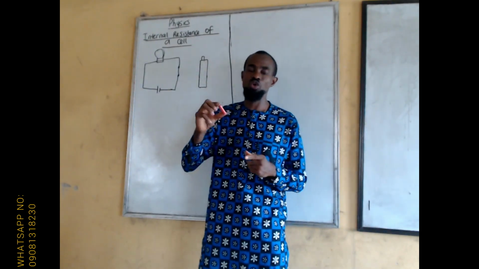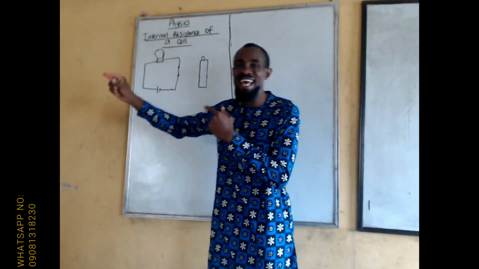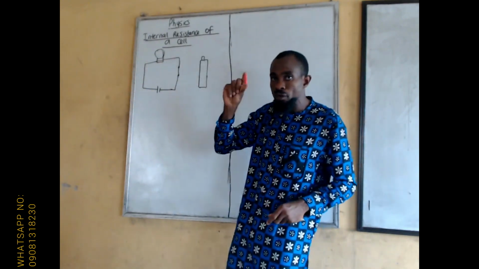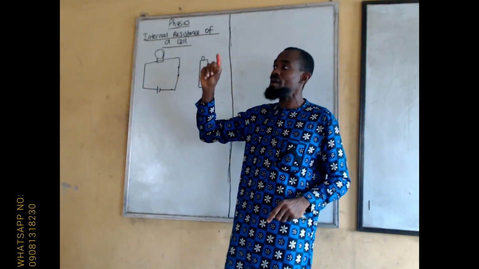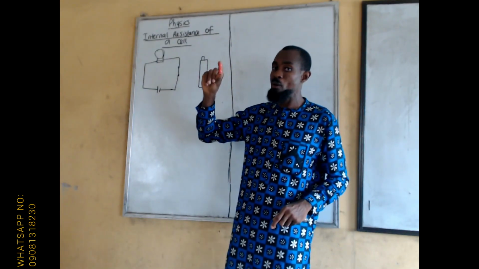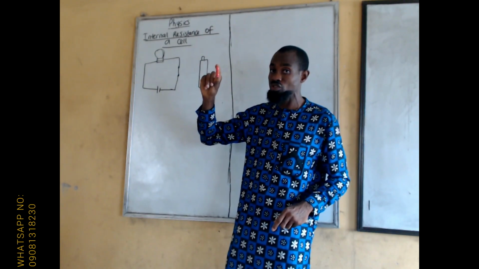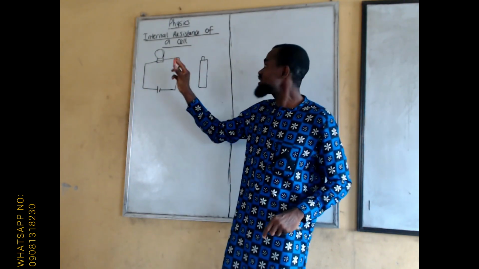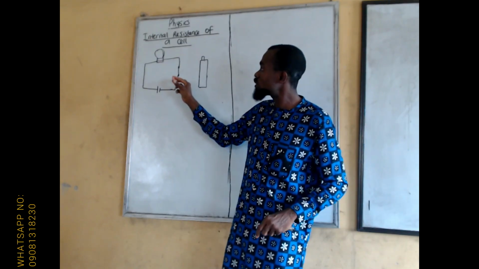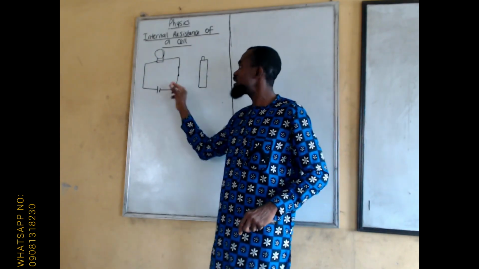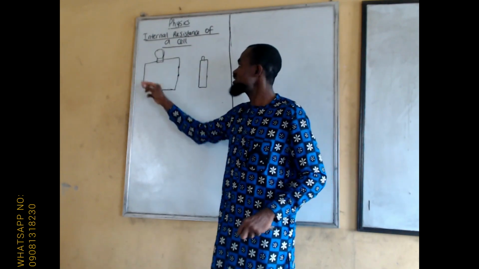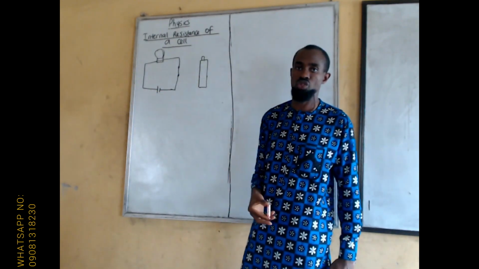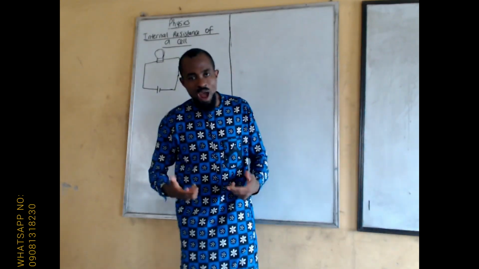It is no longer equal to the EMF for which the cell is designed. They designed this battery to have an electromotive force of 1.5 volts. But when it is connected to a direct current circuit, the potential difference across the ends of this circuit will be less than 1.5 volts. Now, why is this so?